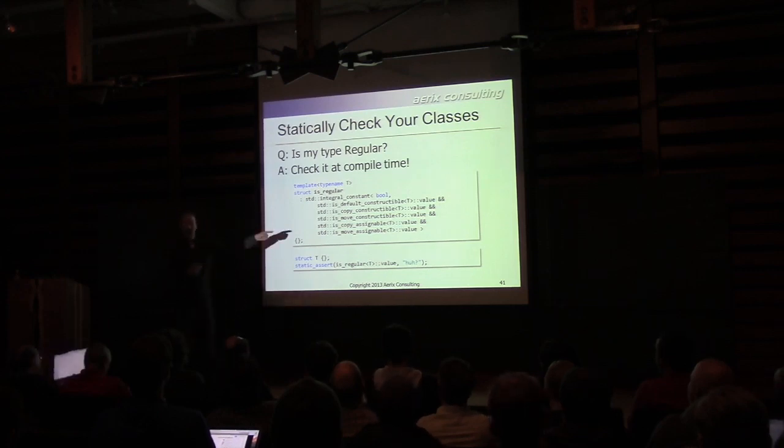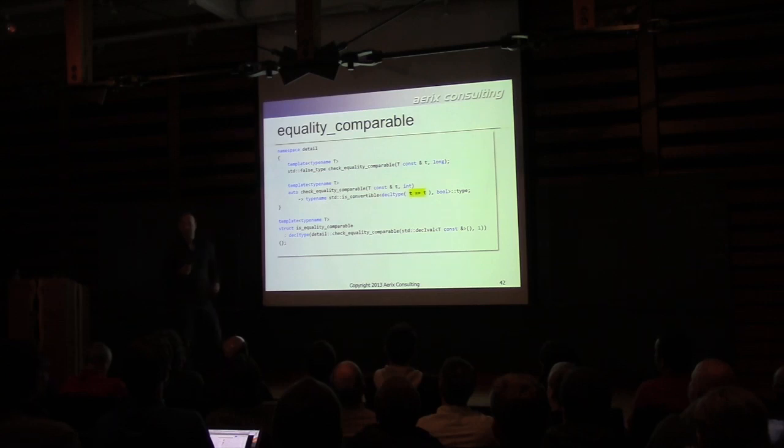Okay. There's something that's missing here. Does anybody know, aside from Sean? Equality comparison. Okay. There is no is-std-equality-comparable. I also said there was going to be no template metaprogramming, so I'll gloss over this one. Here's how you implement it. Questions? No. Moving on.